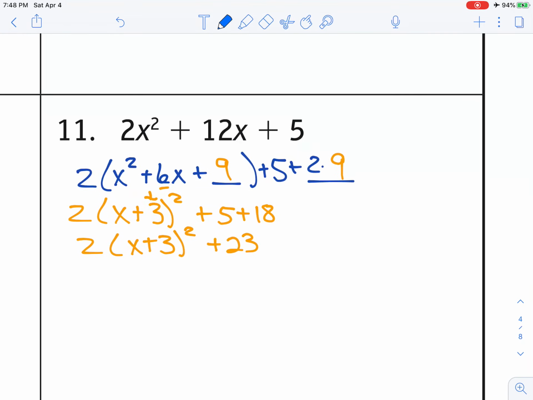This next one, I take out a 2. Out of these first 2, I take out a 2. Half of 6 is 3. 3 squared is 9. And so I have 9s here and here.